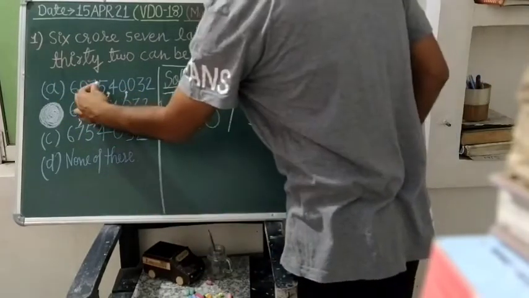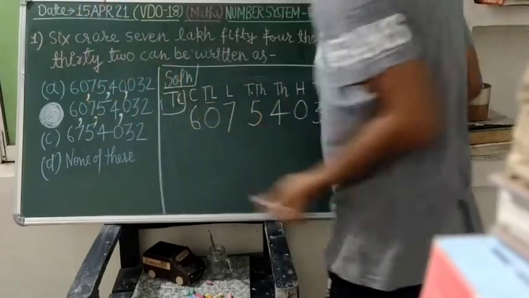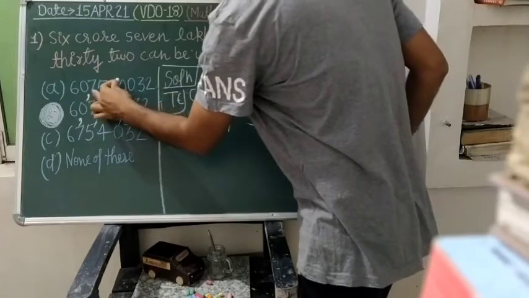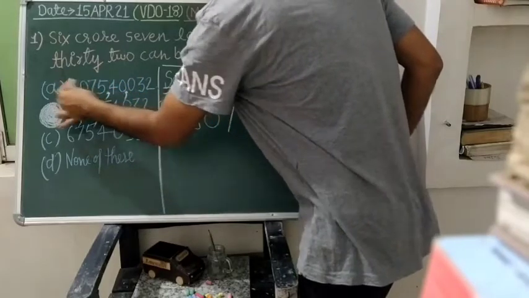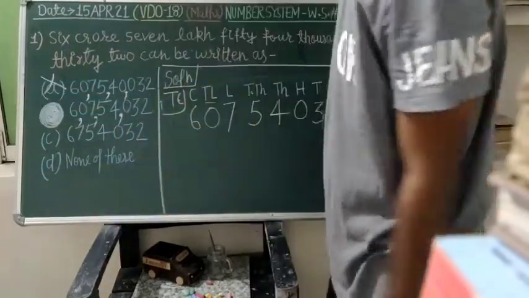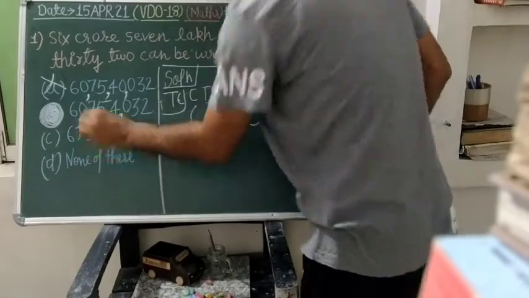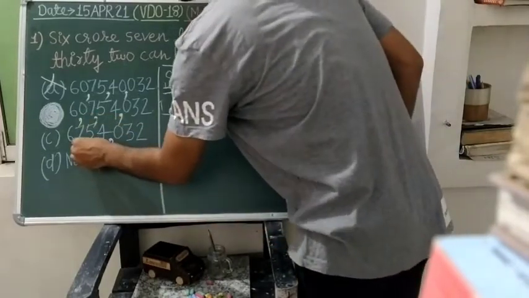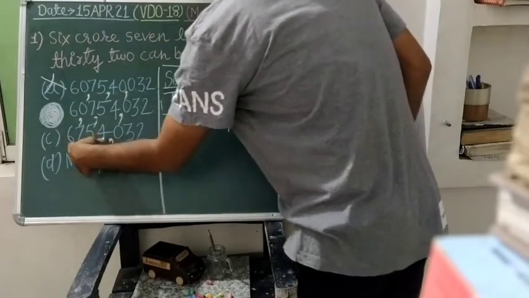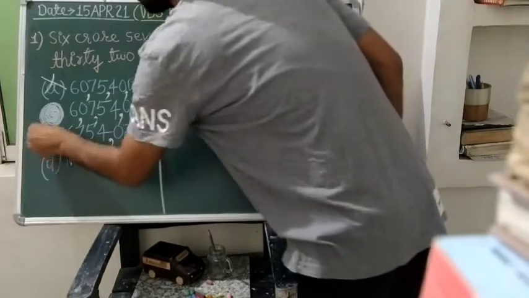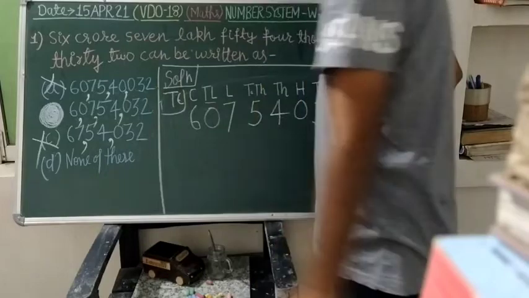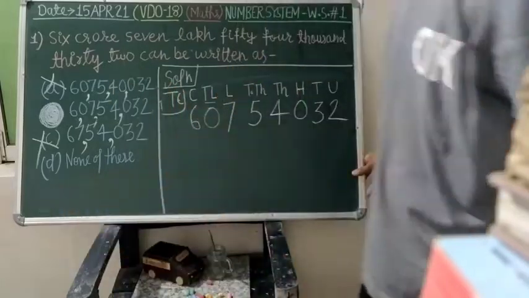In option A, it is coming 60 crore, but here it is 6 crore, so answer A will be wrong. In the same way, after 3 digits, then after 2 digits, in this one 67 lakh is there, so it will also become wrong. And this one is coming correct, so your answer will be B. None of these will be left.